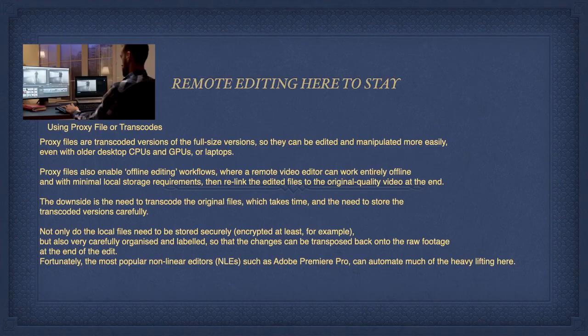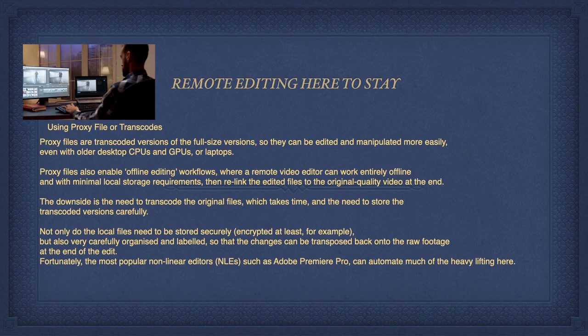Proxy files are transcoded versions of the full-size version, so they can be edited and manipulated more easily, even with older desktops with CPUs and GPUs, which are basically the processing units or the graphics cards. This allows for offline editing workflows where a remote video editor can work entirely offline with minimal local storage requirements, and then they relink back to the original big files at the end. The downside to this is that you need to transcode the original files, which can take time, and this needs to be scoped as transcoded versions only.